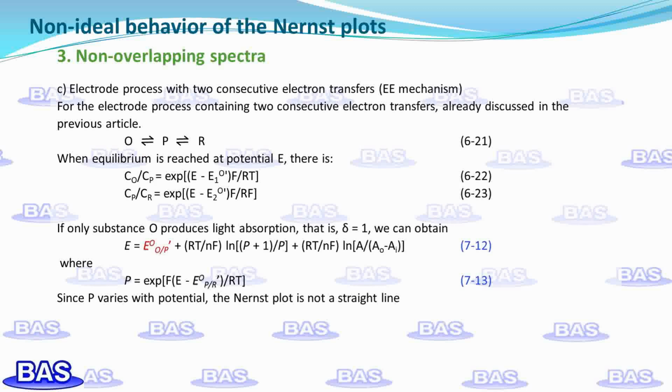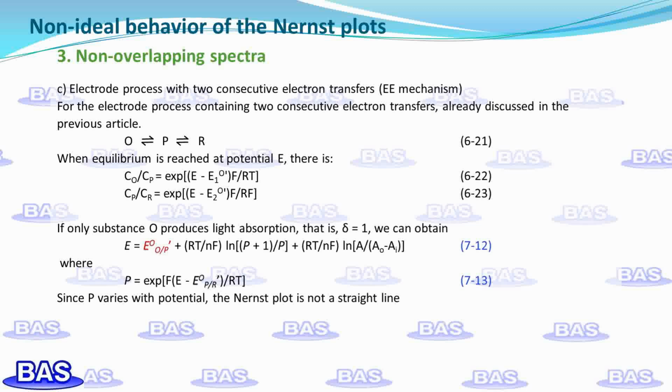C. Electrode process with two consecutive electron transfers, EE mechanism. For the electrode process containing two consecutive electron transfers, already discussed in the previous article, 6th part of this series. When equilibrium is reached at potential E, there is. If only substance O produces light absorption, that is, delta equal 1, we can obtain.